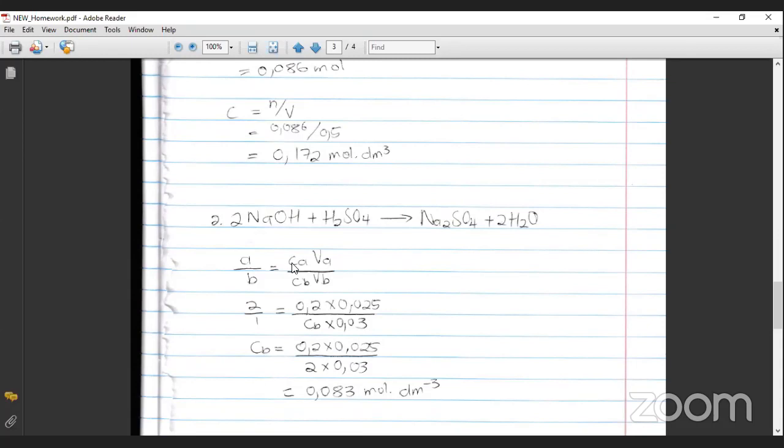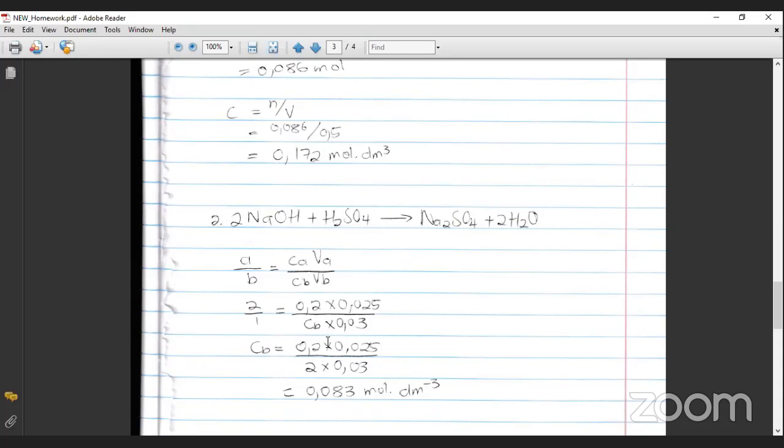We're going to say 2 over 1 is equal to, because on A, you see, this is a 2. That's why we've got a 2 there. And all of this is given. And for the sulfuric acid, it's only 1. If you check underneath there, everything is given except for the CB. And the CB, which is the concentration, is what we're looking for. So how do we find the concentration?